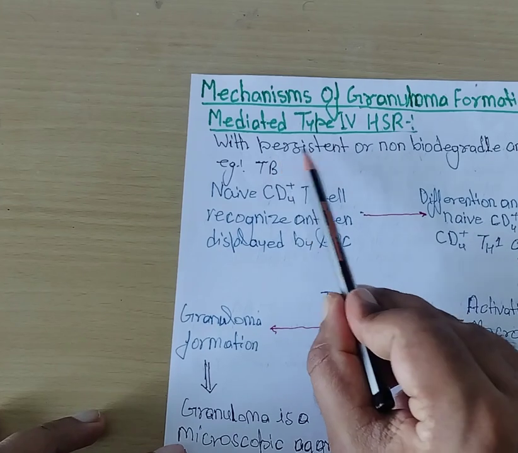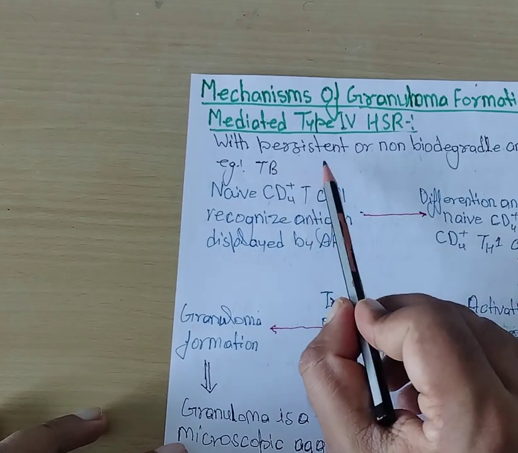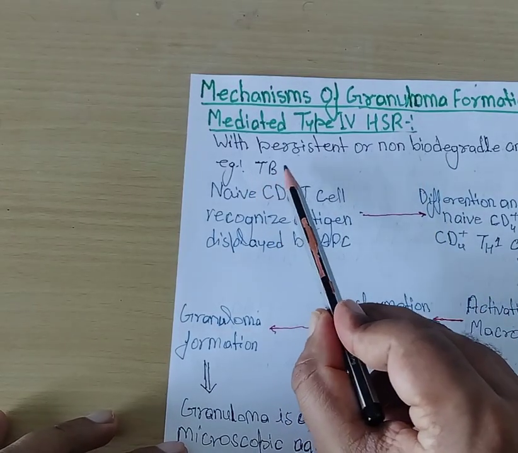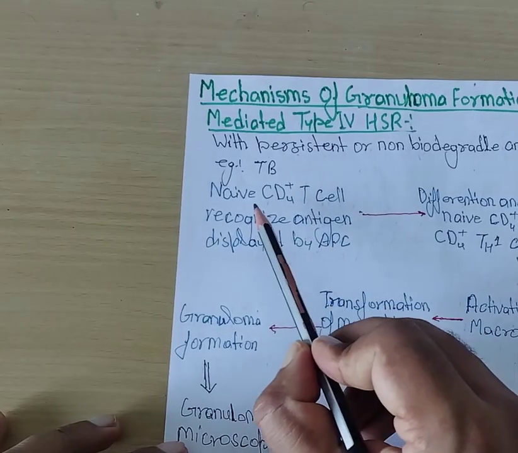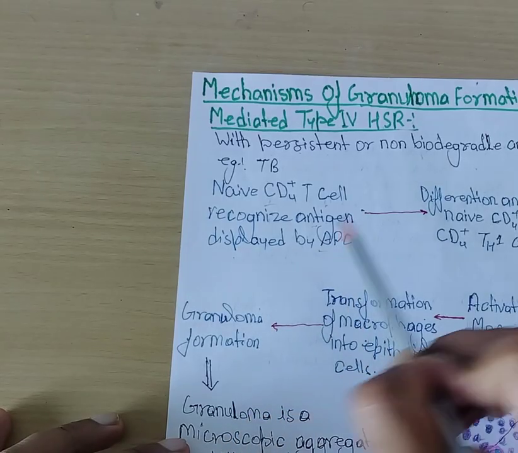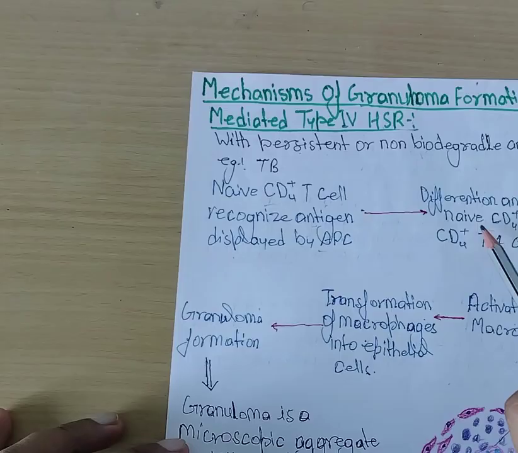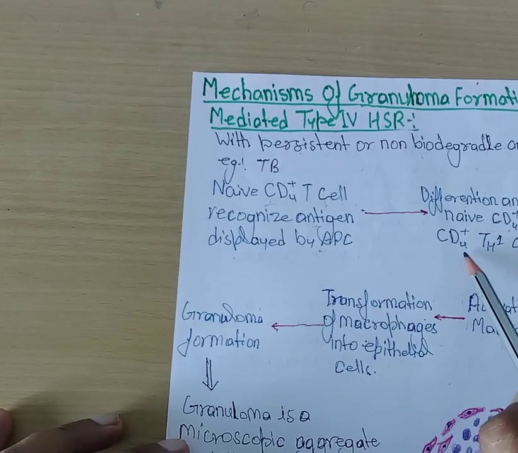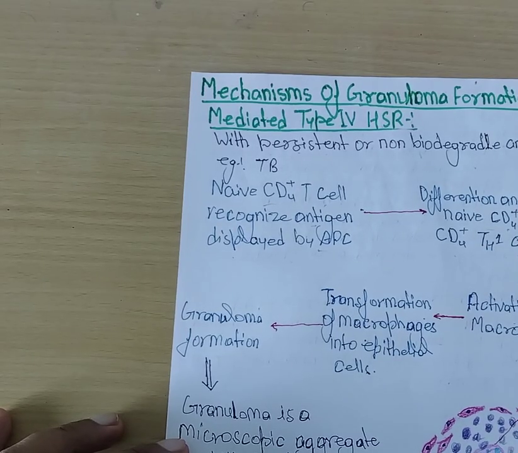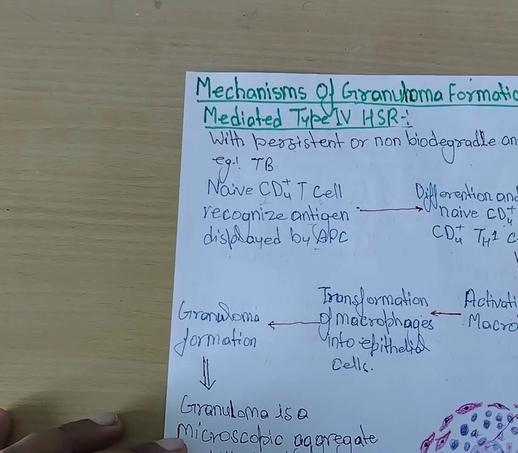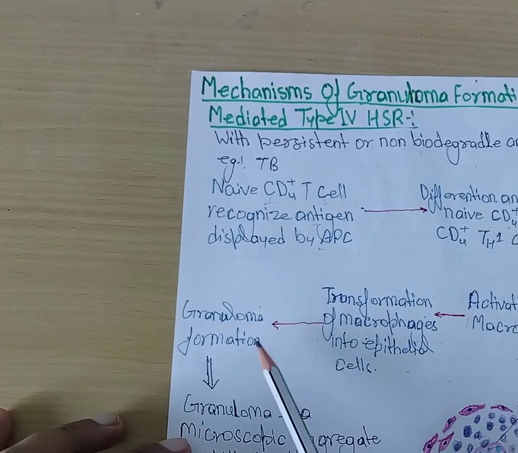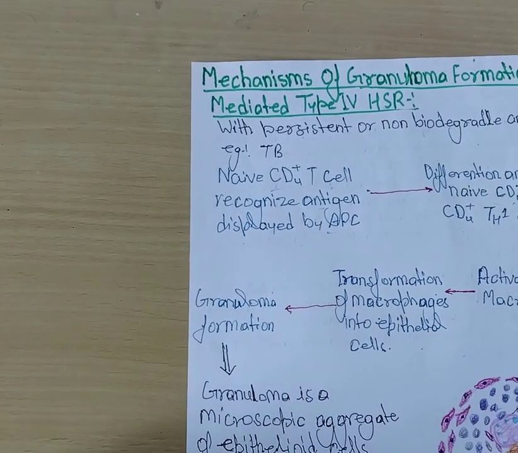When the antigen or foreign body is persistent or non-biodegradable, for example in the case of Mycobacterium tuberculosis, naive CD4 T cells recognize the antigen displayed by the antigen presenting cell. Naive CD4 T cells differentiate and proliferate into CD4 plus Th1 cells. Then CD4 Th1 cell activation leads to activation of macrophages. Macrophages transform into epithelioid cells. Then granuloma formation is seen.